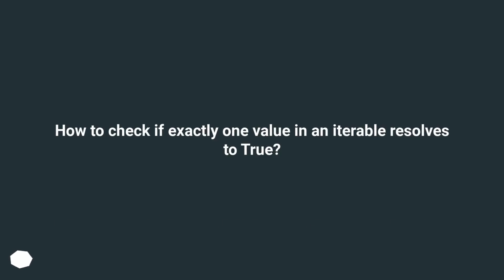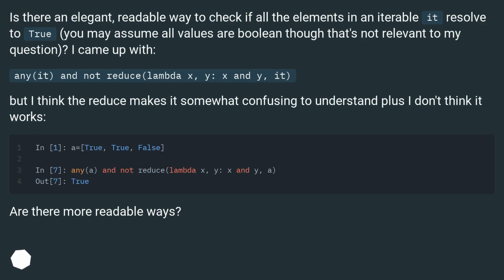How to check if exactly one value in an iterable resolves to true? Is there an elegant, readable way to check if all the elements in an iterable resolve to true? You may assume all values are Boolean, though that's not relevant to my question.